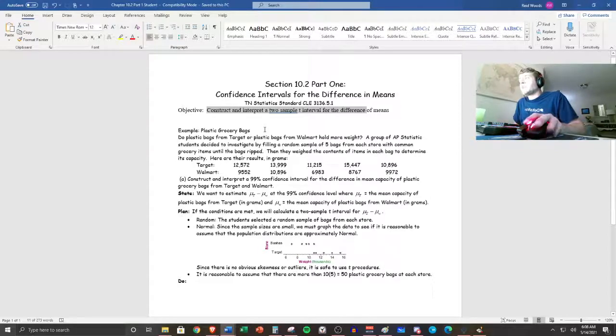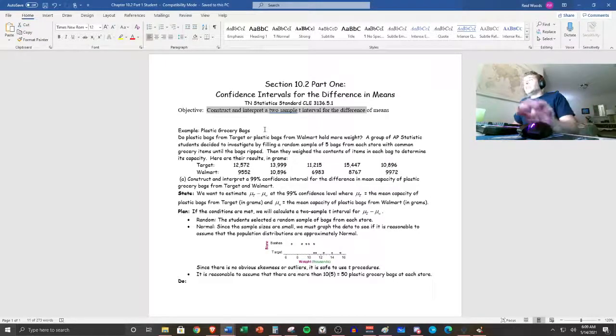So it says, do plastic bags from Target or plastic bags from Walmart hold more weight? A group of AP Stat students decided to investigate by filling a random sample of 5 bags from each store with common grocery items until they ripped. Then they weighed the contents of each bag to determine its capacity. Here are the results. Okay, it says to construct a 99% confidence interval for the difference in mean capacity of the plastic grocery bags from Target or Walmart.